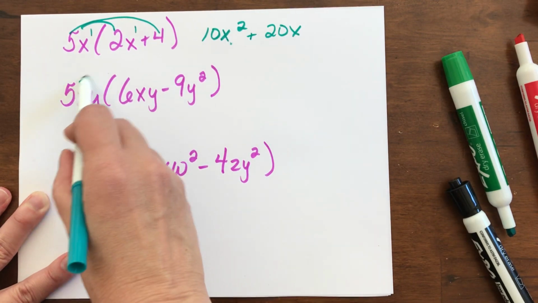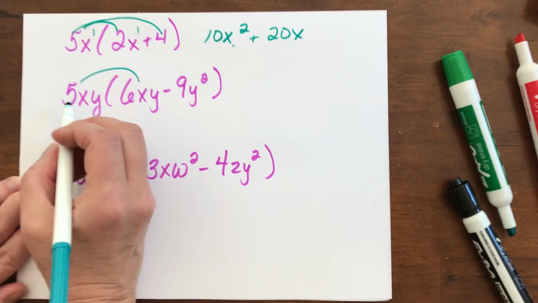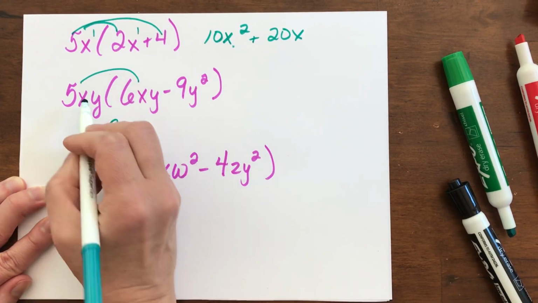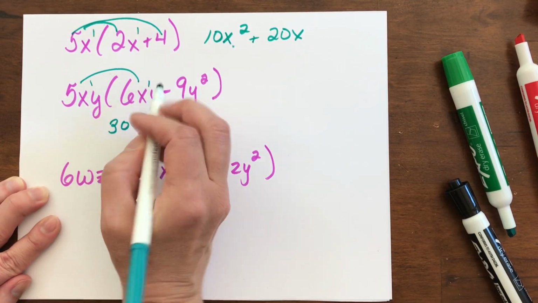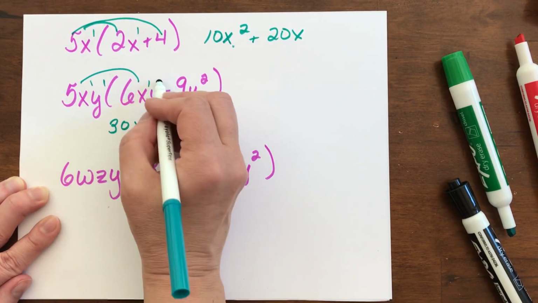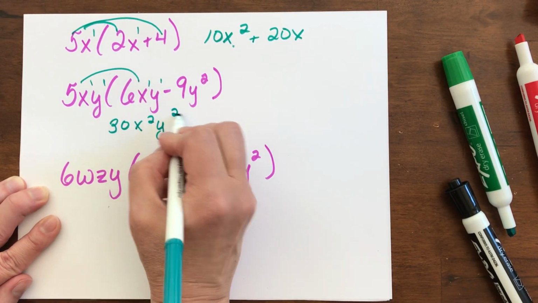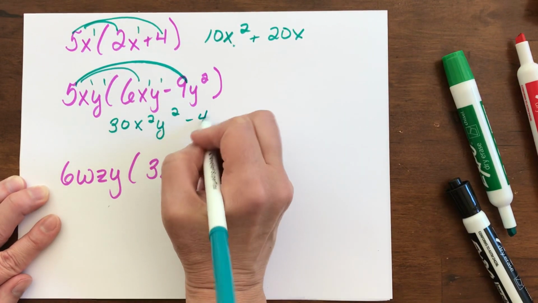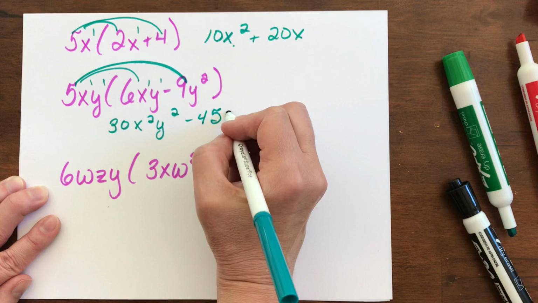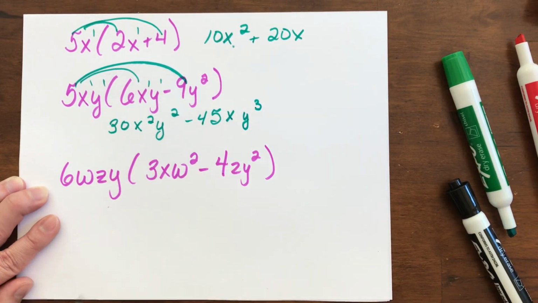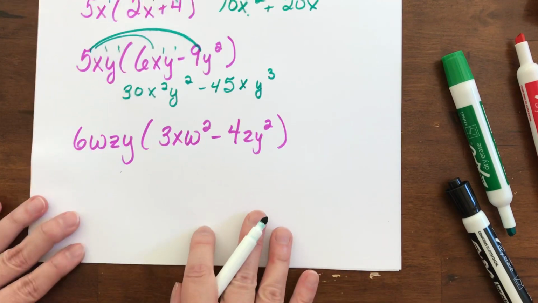All right, so for this one, you do the same thing. 5 times 6 is 30. X to the 1 times x to the 1 is going to give me x to the second. Y to the 1 times y to the 1 is going to give me y to the second. Then I need to multiply 5 times -9, which is -45. I don't have another x. I have 1y, 2y, so that's y to the third. And then I can't do anything else with it.